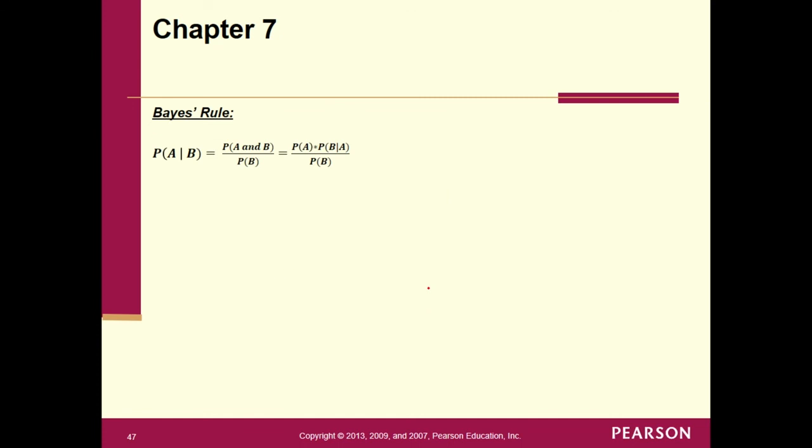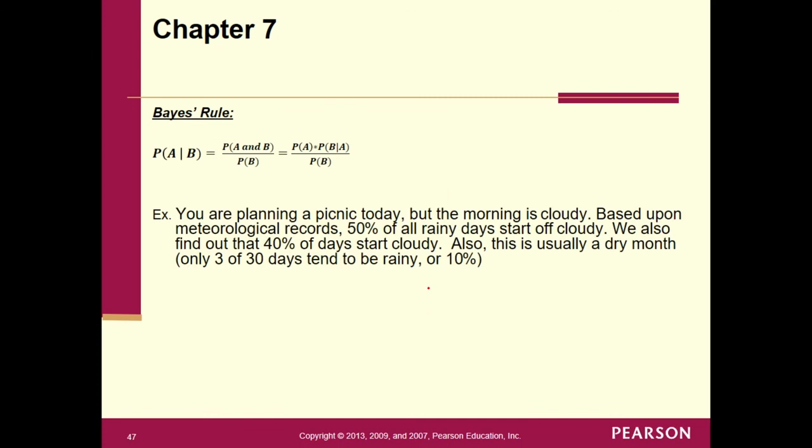So I just repeated it over here. Here's an example. You are planning a picnic today, but the morning is cloudy. We wake up, we look outside, and it's cloudy. Based upon the records, 50% of all rainy days start off cloudy. We also find out that 40% of days start cloudy in this particular month. Also, this is an unusually dry month, and it only rains 10% of the time.